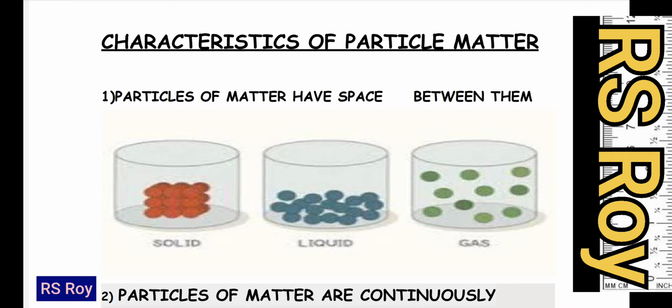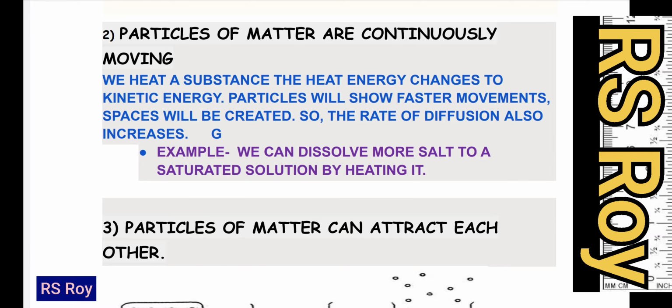What are the characteristics of particles of matter? Particles of matter have space between them. Solids have negligible space between the particles. Liquids have more space between the particles as compared to solids, but gases have maximum space between the particles as compared to liquids and solids.